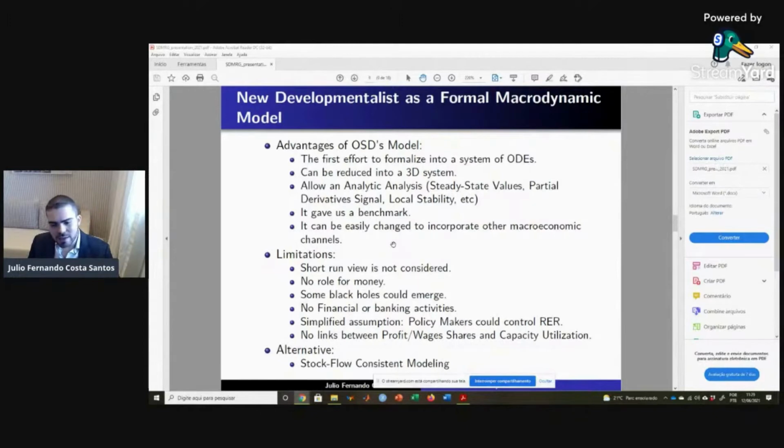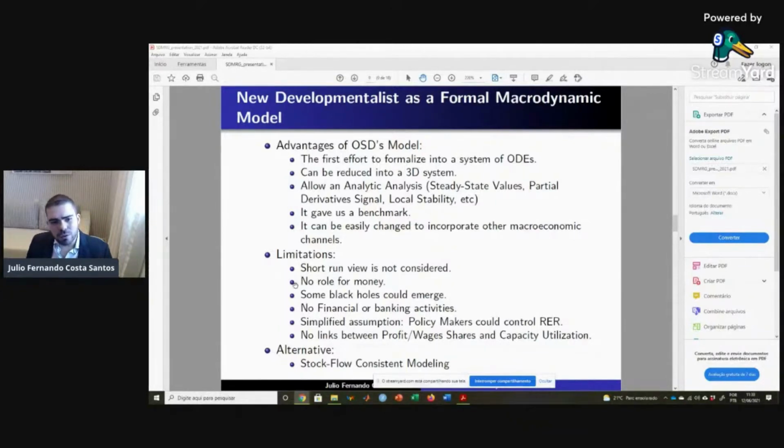But I'm not going to criticize, but I need to point out some limitations from the perspective of stock and flow consistent modeling, right? So here I'm going to mention some limitations. The short run view is not considered in the model. I know the reason. The reason is that the model is a long run model, and they could disregard the short run dynamics for the long run. But in the stock and flow consistent literature, we have many links from the short run that could impact the long run features of the model. Okay, this is important to mention.